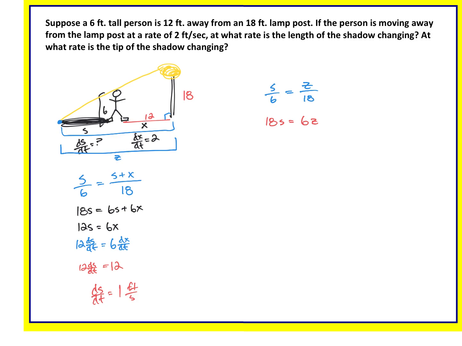Now we're going to take derivatives. What is the derivative of 18S? 18 ds/dt is equal to 6 dz/dt. And what is ds/dt? 1. So I'm going to substitute it right there. So now I have 18 times 1 and then divide it by 6. So my dz/dt is equal to 3. So the very tip of the shadow is changing at 3 feet per second.